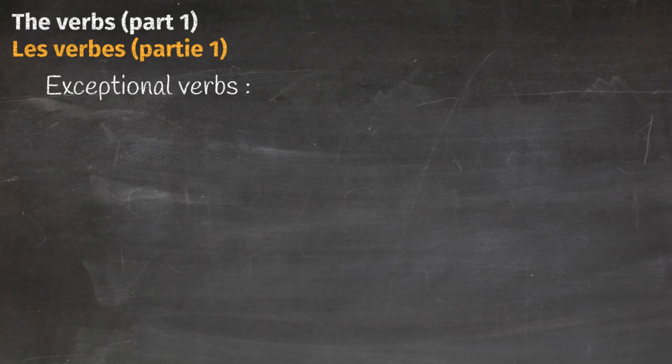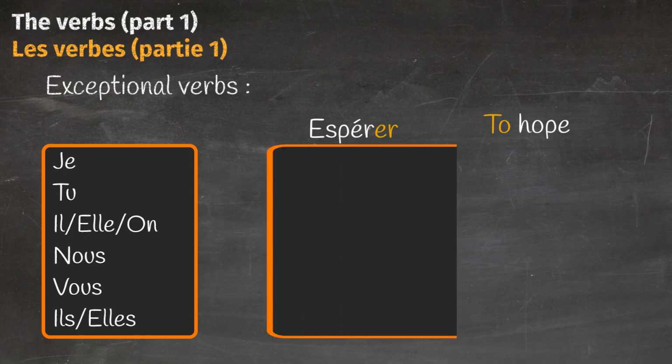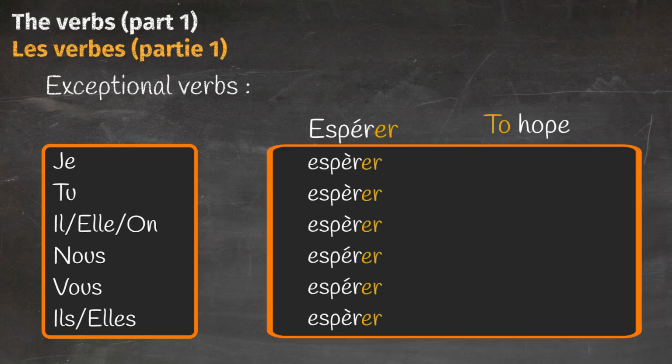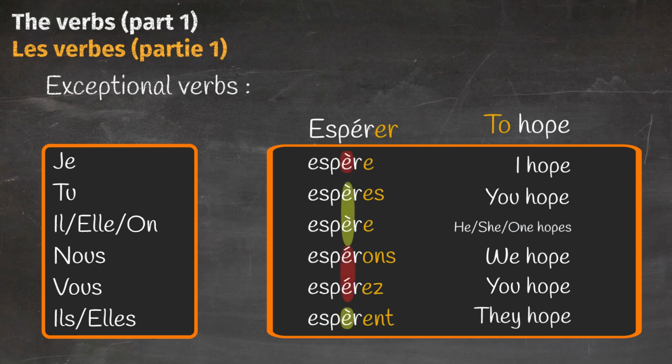Obviously, there is some exceptional form among us, but we mostly look alike. For example, let's check the verb to hope. Espérer. J'espère. Tu espères. Il espère. Elle espère. On espère. Nous espérons. Vous espérez. Ils espèrent. Elles espèrent. Did you notice any difference?